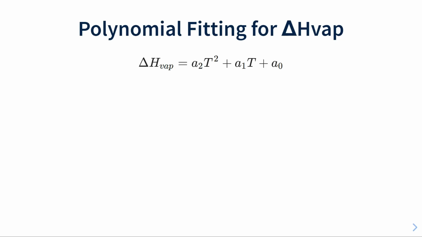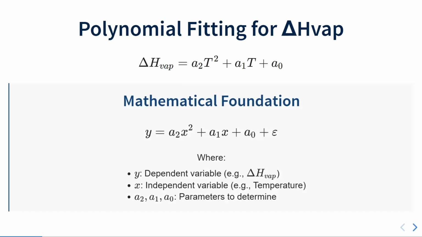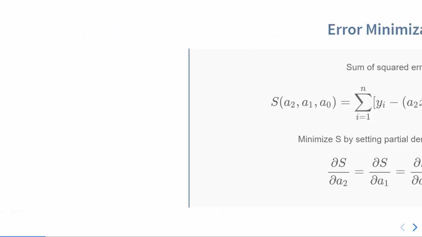For that we must understand the mathematical foundation. Here y is equal to a2 x square plus a1 x plus a0 plus error. y is the dependent variable. Here y is nothing but delH vapor, and x is the independent variable, that is temperature, and a2, a1, a0 are the parameters to be determined.